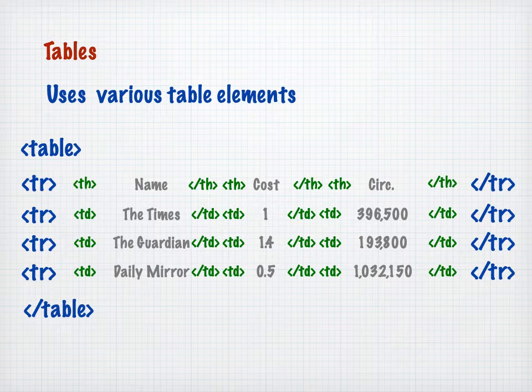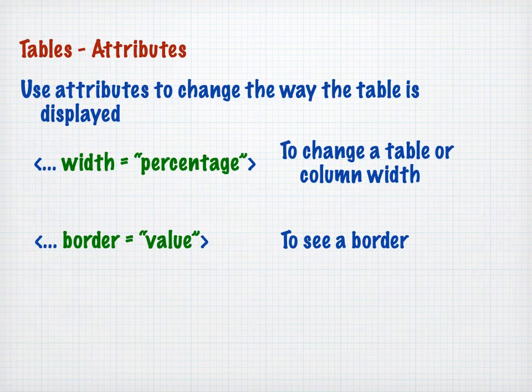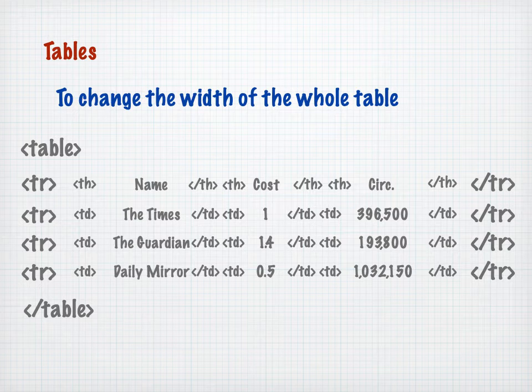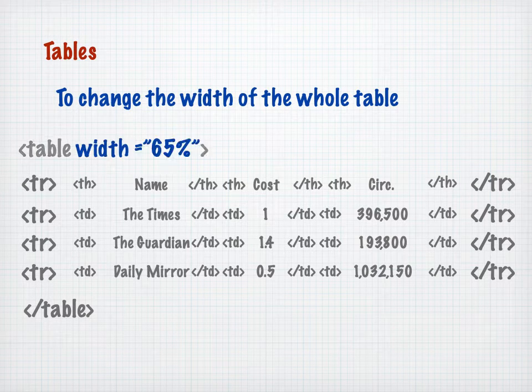So let's look at some of the attributes that we could add into this table to make it be displayed in slightly different ways. So we could specify the width of the table, or we can specify the width of individual columns, and we can add a border in. So border is very similar to what we did with the image tag. So let's change the width of the whole table. Well, the way that we do that is we add an attribute into the table tag right at the top. So we could go, for example, width equals 65%, like that.